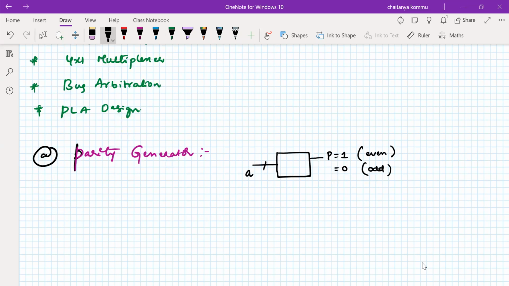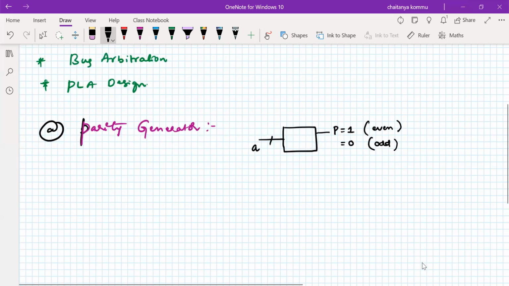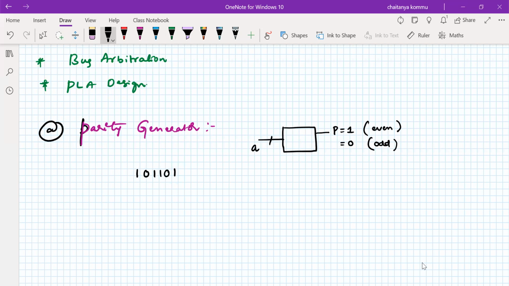Okay. So for example, something like this: 1 0 1 1 0 1. I want to find out the parity of this particular data, where A is the data. How many ones are there in it? By looking at this one, 4 ones are there. Therefore, P is equal to 1. Just a second, it is showing something like this.